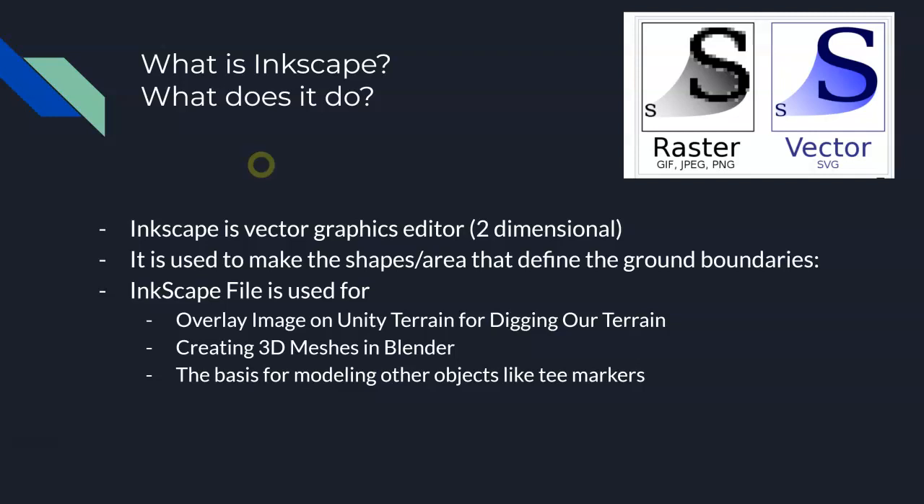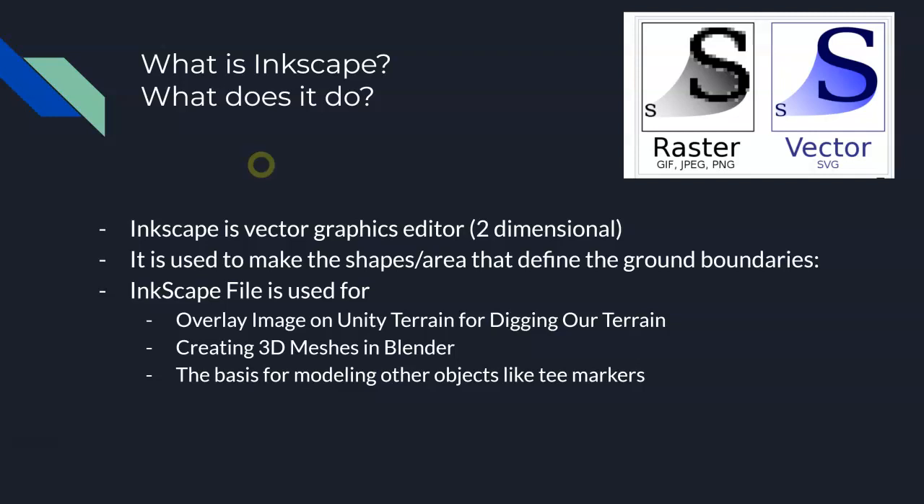Another thing we're going to do with this Inkscape image is we're going to create 3D meshes in Blender. So right now everything's two-dimensional. We're eventually going to make this three-dimensional. So we're going to take this Inkscape file and we're going to upload it into the cloud, and we're going to do some things on it that's going to make it into a three-dimensional file that we can use in Blender. Okay, so that's the second thing we use it for.